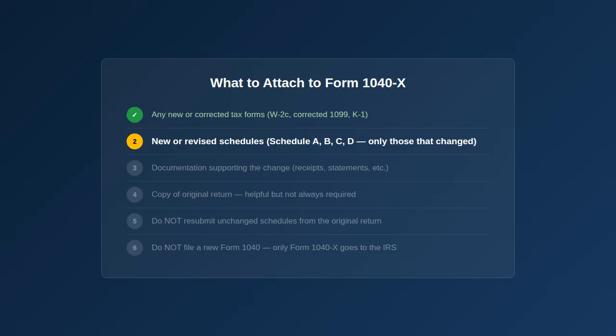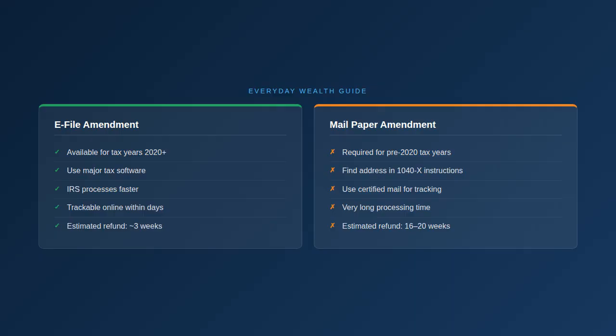Now let's talk about how to file Form 1040-X. For tax years 2020 and later, you can generally e-file Form 1040-X through most major tax software providers. E-filing is faster and more reliable, and the IRS recommends it. For older tax years, you typically must mail a paper copy to the IRS. The mailing address depends on your state, and you can find it in the 1040-X instructions on the IRS website. If you're amending to claim a refund, never send your original refund check with the amendment. Cash or deposit the original refund as normal, then separately await the refund from the amendment.